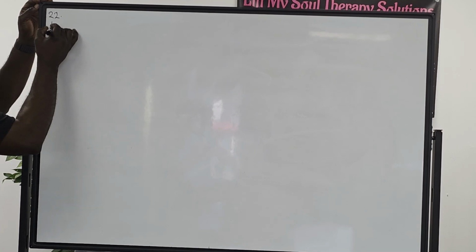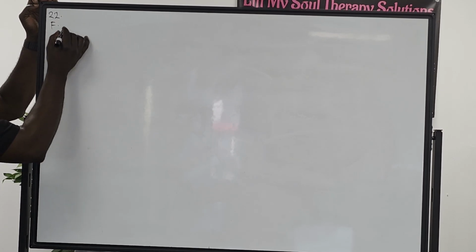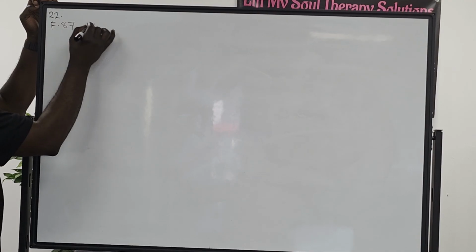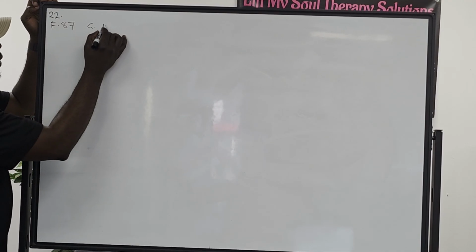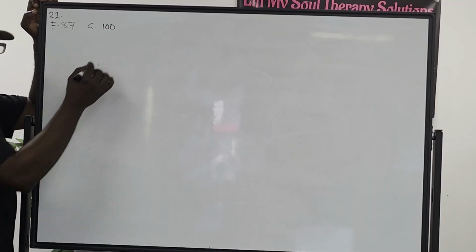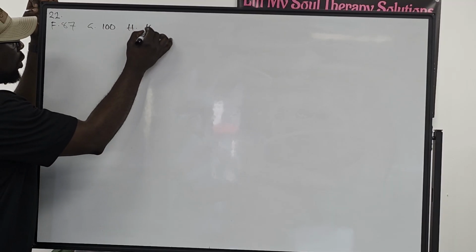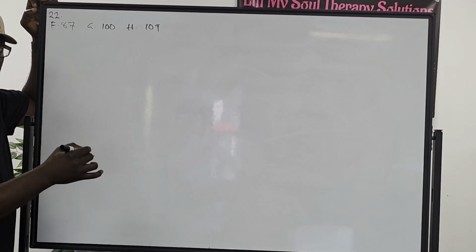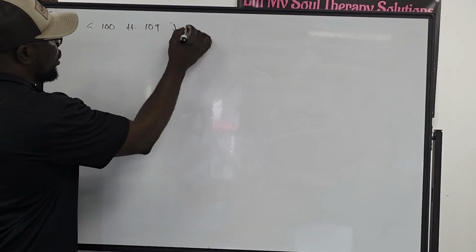Given that she returned home with $60, which of the following is closest to the amount of money she had before she went to the amusement park? And they give us option F is 87, option G is $100, option H is 109, and option J is 120.